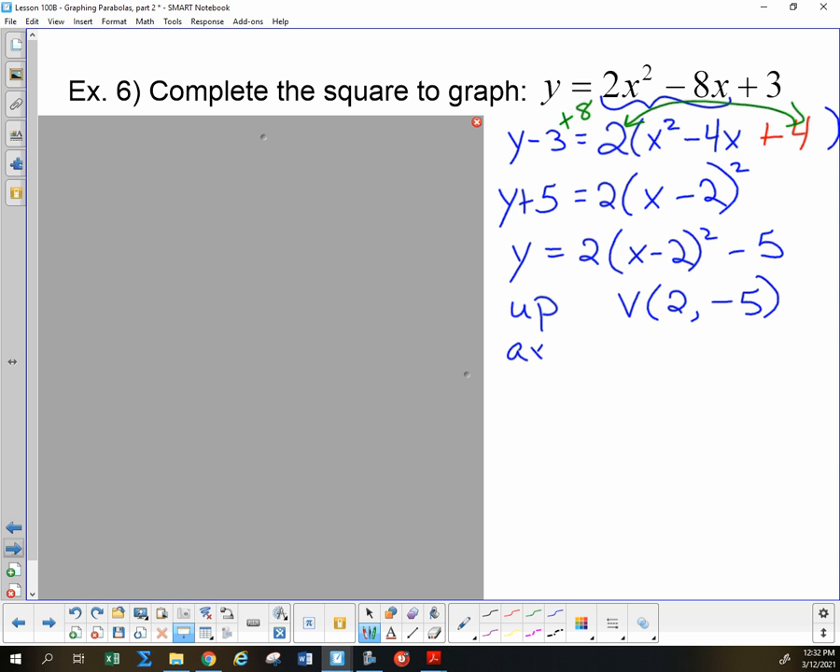The axis is always, don't forget the x equals, and then the x coordinate of the vertex. Y-intercept, we go back up to our original equation and put a 0 in it, so we have 0 minus 0 plus 3, so we have (0, 3) for that.